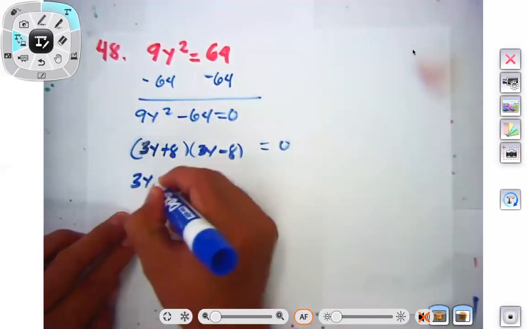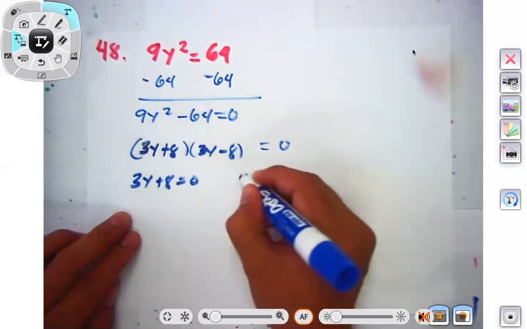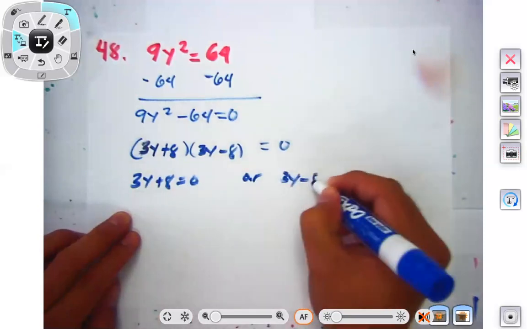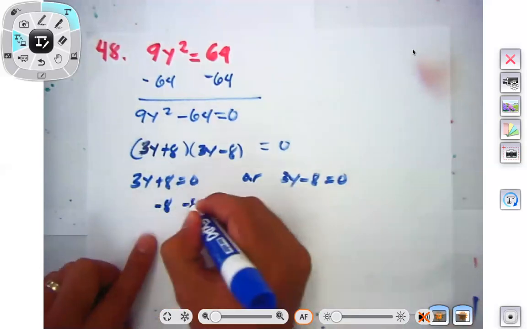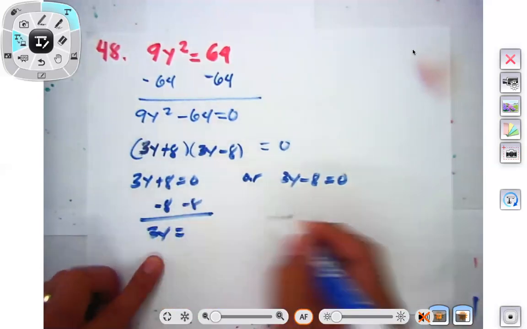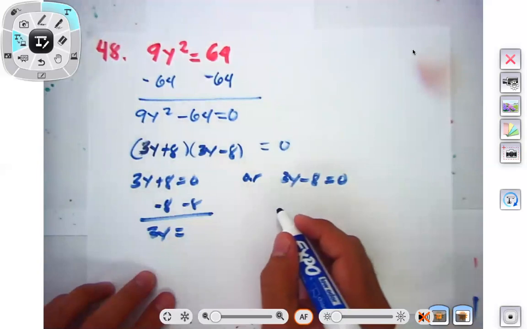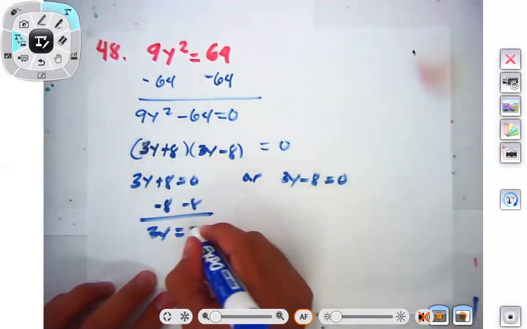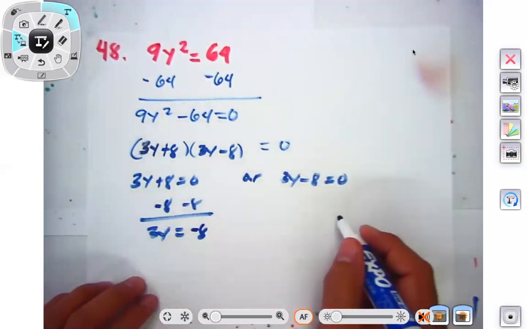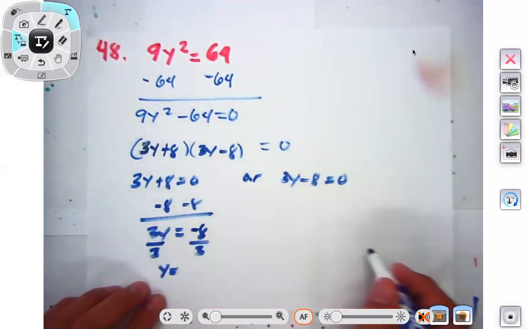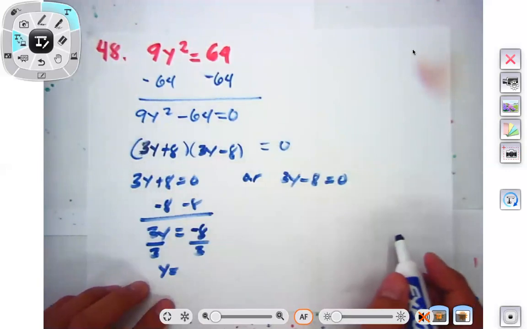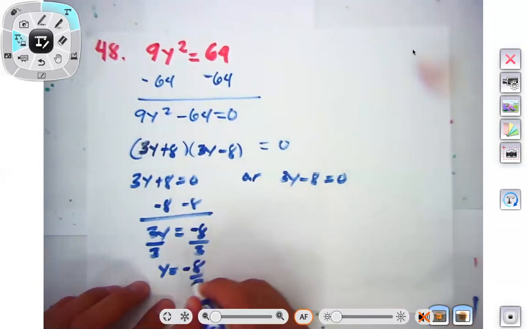We have 3y plus 8 equals 0, or 3y minus 8 equals 0. Minus 8, minus 8. So we have 3y equals 0 minus 8. We have negative 8. Divide both sides by 3. Now your y is negative 8 over 3.